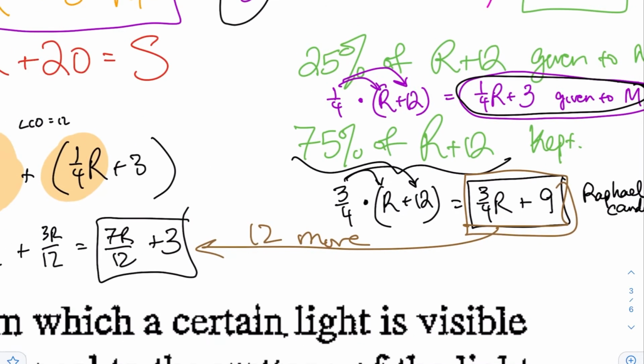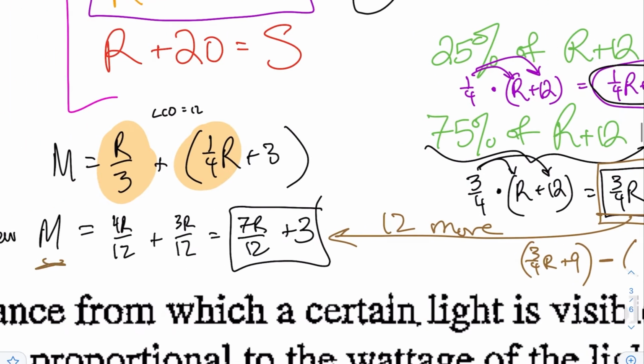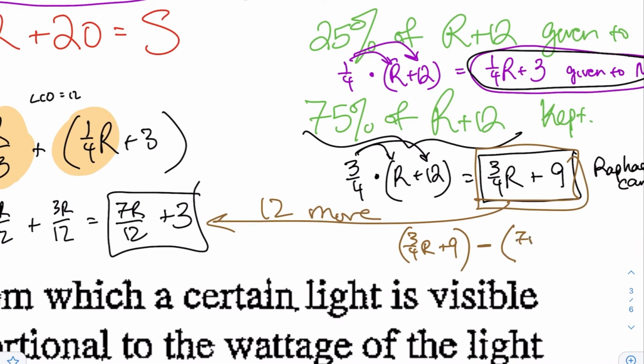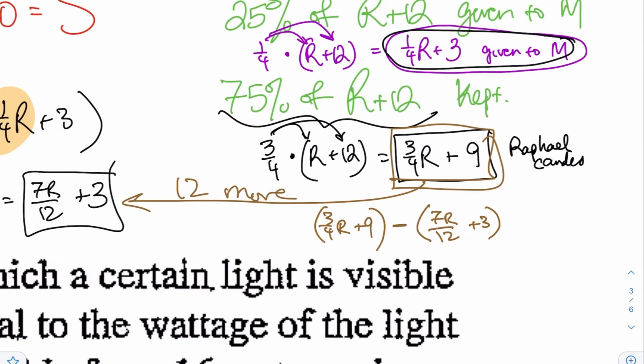So here, you'll have to subtract 3/4 of R plus 9, the candy that Raphael has. Subtract the candy that Muhammad has. Again, M is here. That's 7R over 12 plus 3. And that's going to be equal to 12. So here, again, you got to do LCD.